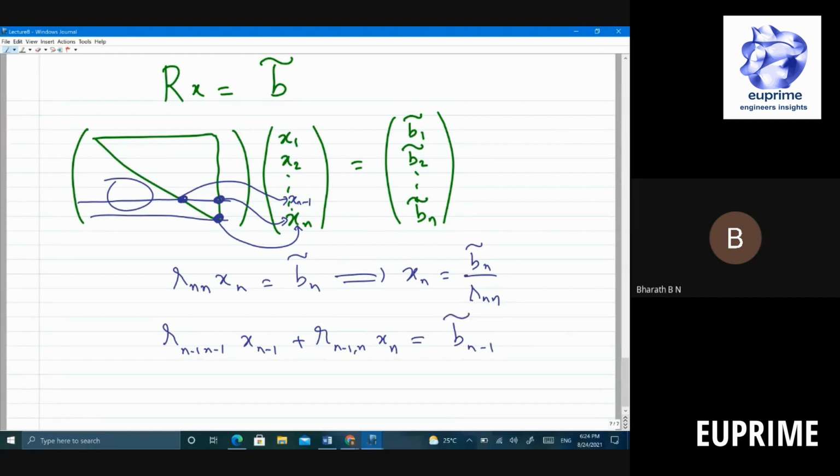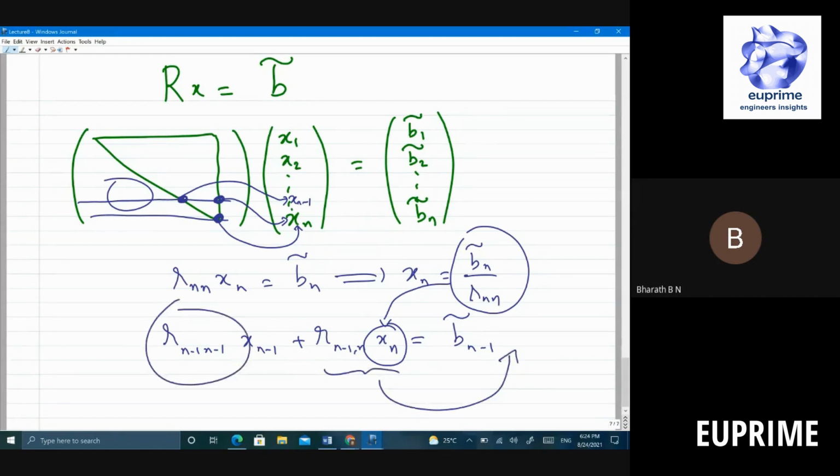See, I know x_n, right? I'll substitute this here, so I'll get a number. I know R_{n-1,n}, multiply that, so take the entire thing to the other side and divide by this thing. So I'll get x_{n-1}.